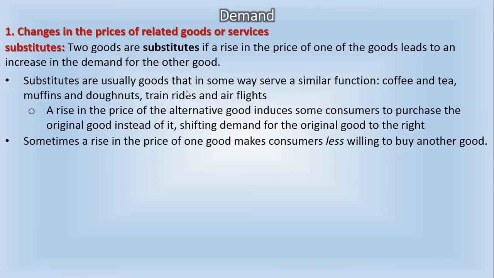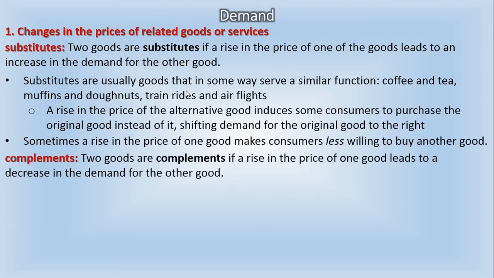Sometimes a rise in the price of one good makes consumers less willing to buy another good, and that takes us to the second possible case of a related good that could affect demand in a market, shifting the entire demand curve. That's the case of complements, things that are bought together. So two goods are complements if the rise in the price of one good leads to a decrease in the demand for the other good.